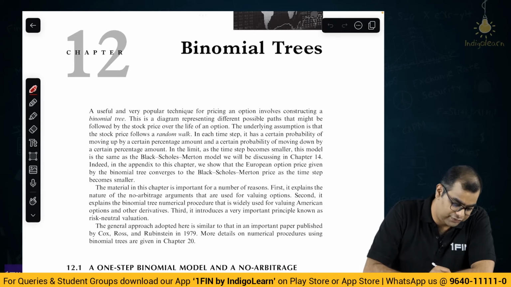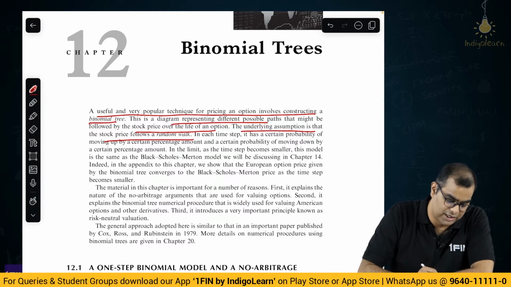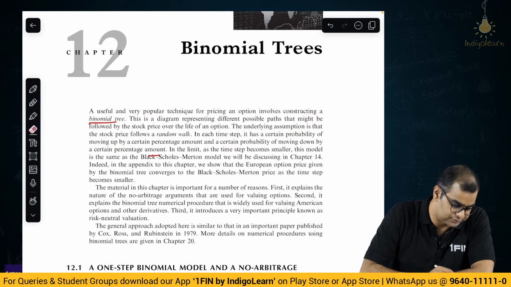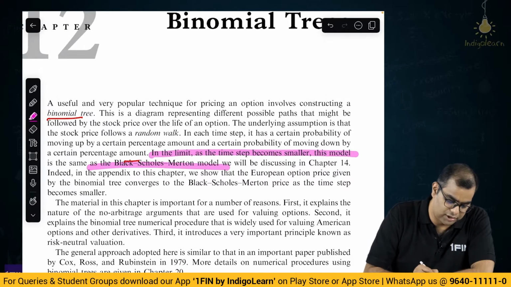I am trying to highlight a few things. A useful and very popular technique for pricing option involves constructing a binomial tree. It is a diagram representing different possible paths followed by the stock price over the life of an option. The underlying assumption is that the stock price follows a random walk. In each step, it has a certain probability of moving up or down by a certain percentage amount. In the limit, as the time step becomes smaller, this model is the same as the Black-Scholes-Merton model. We will be discussing this subsequently in the appendix of this chapter.